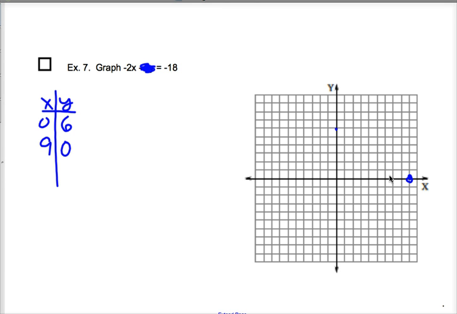Draw a nice line through there, or cheat a little bit. Use a smart board so you get a better looking line.